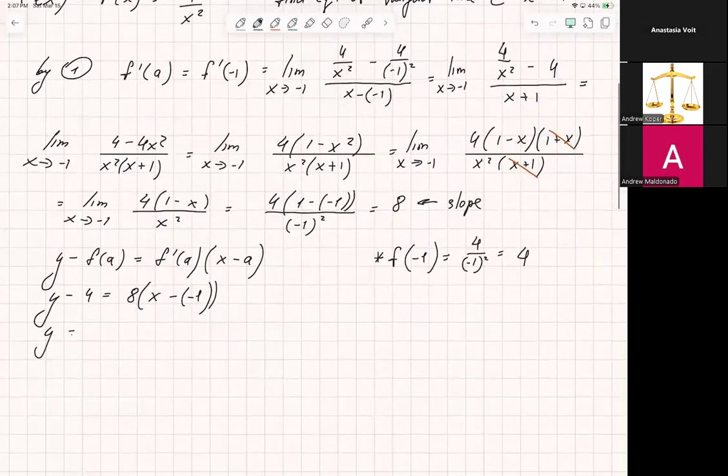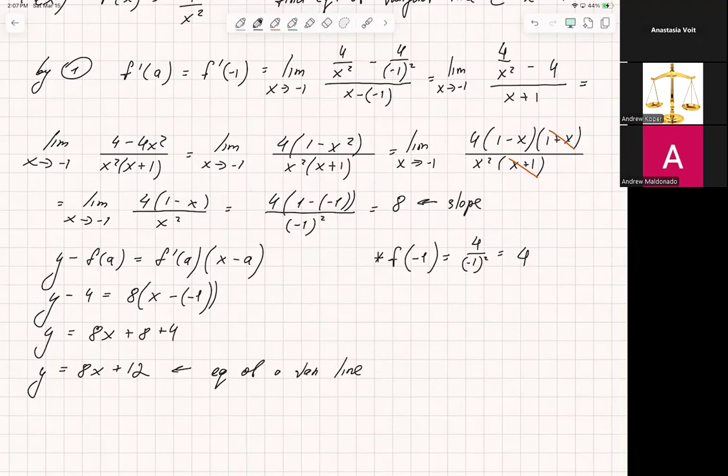So we have y equals 8x plus 8 plus 4, which is 8x plus 12. So this is the equation of the tangent line that goes through x equals -1. Okay? And that's essentially the solution to this kind of problem.